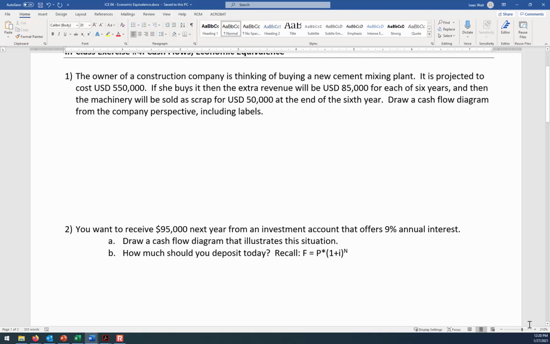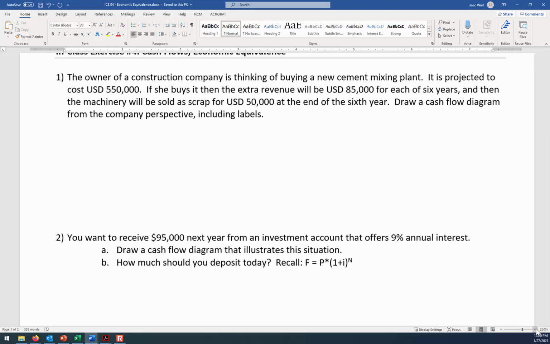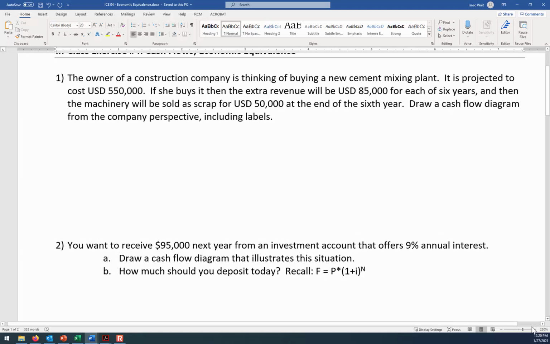Okay, so the first problem here, the owner of a construction company is thinking of buying a new cement mixing plant. It's projected to cost $550,000. If she buys it, then the extra revenue will be $85,000 for each of 6 years. Okay, so the language there is telling you that it's going to be an equal amount, the same amount consecutively.